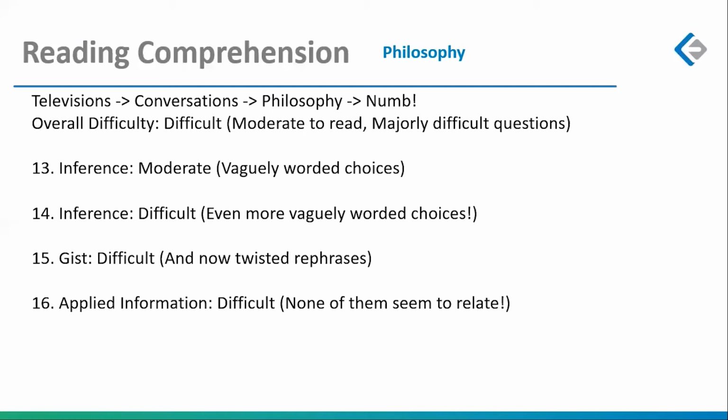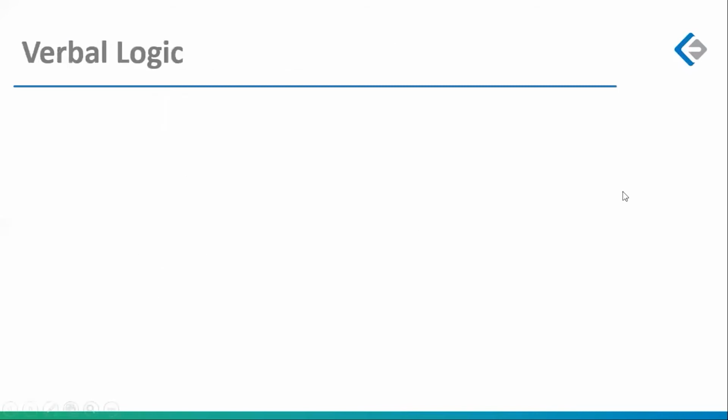The answer choices were vaguely worded. You go from 13 to 14, you realize how answer choices become even more vaguely worded. And then there was a 15, again, a summary passage, a sort of a question, twisted rephrases. And there was an applied information where apparently either all of them can be related or none of them can be related.